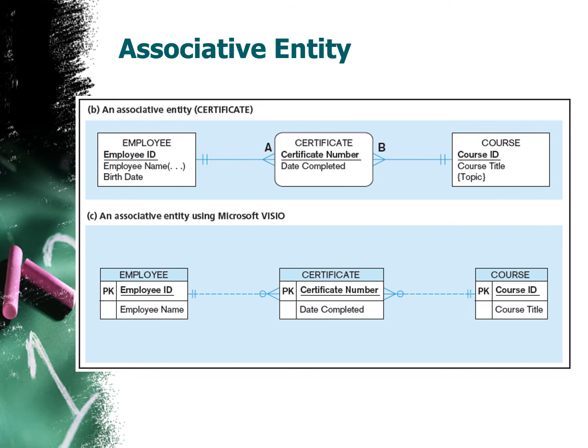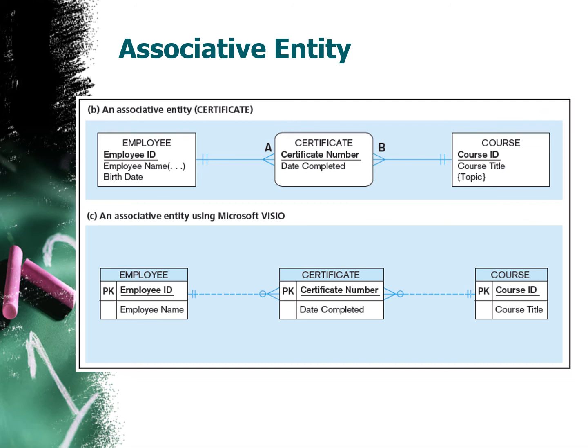You cannot place the date completed in the course because the course contains only fields that are related to the course. Remember, the date completed may be related to the course, but at the same time it is also related to the employee. But you cannot place it in the employee entity either, because the date completed is somewhat related to the course. So in this case, we create an associative entity and place the date completed in between.